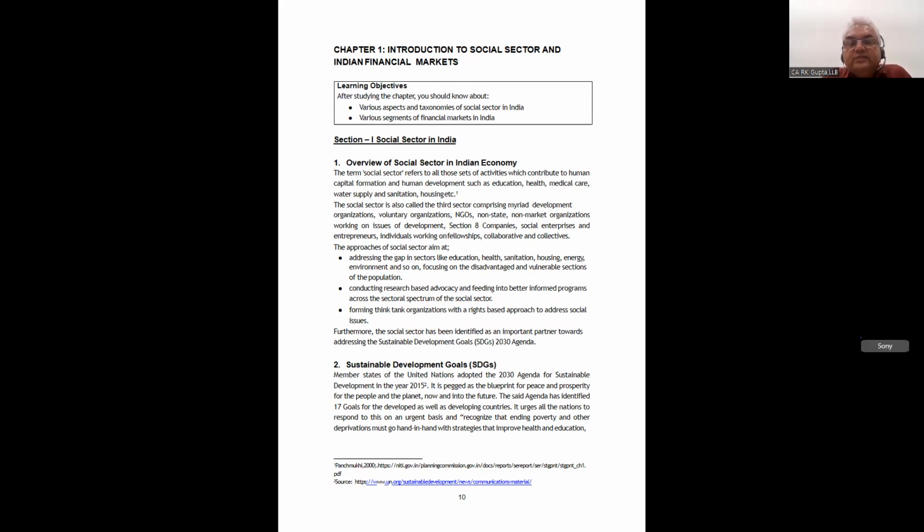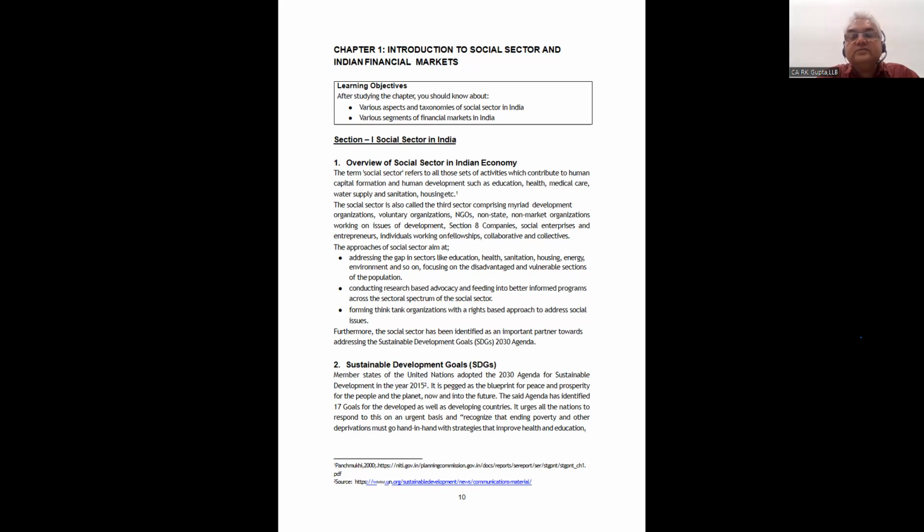Then they are conducting research-based advocacy and feeding into better informed programs across the sectoral spectrum of the social sector. So now they are conducting research also. And then they are feeding into better informed programs across the sectoral spectrum, because those underprivileged or disadvantaged sections of the society must also be made aware of the schemes which these NGOs are offering. Then forming think tank organizations with a right-based approach to address social issues. So now they are forming these think tank organizations also with a right-based approach to address social issues.